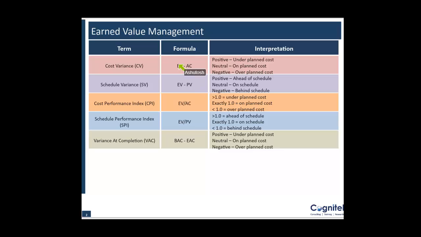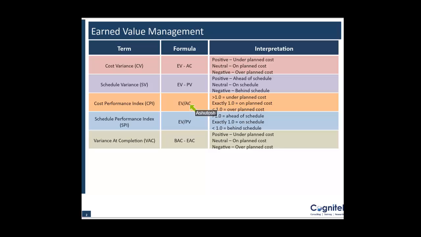Similarly, schedule variance would be earned value minus planned value. Positive means I am ahead of schedule. Negative means I am behind schedule. So these are the formulas you will need to remember.